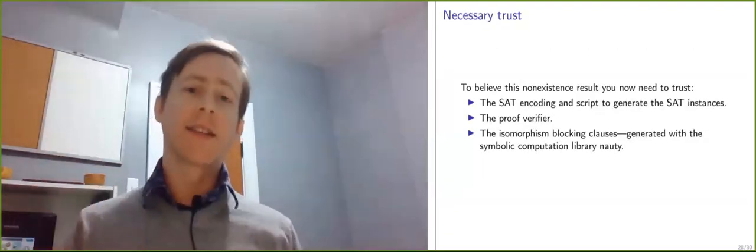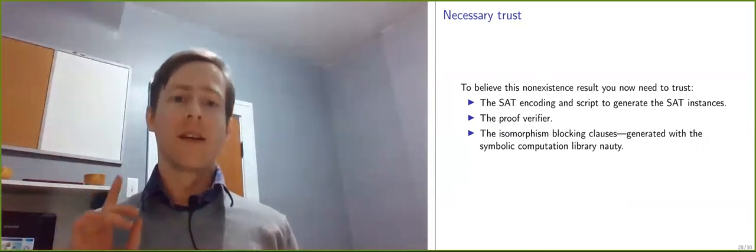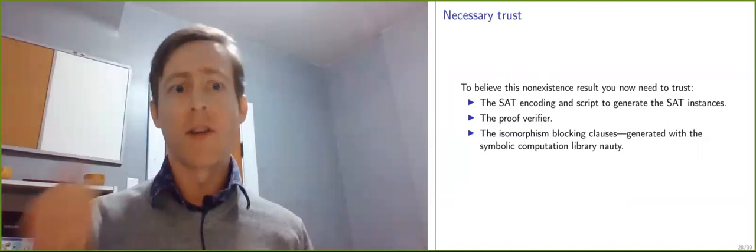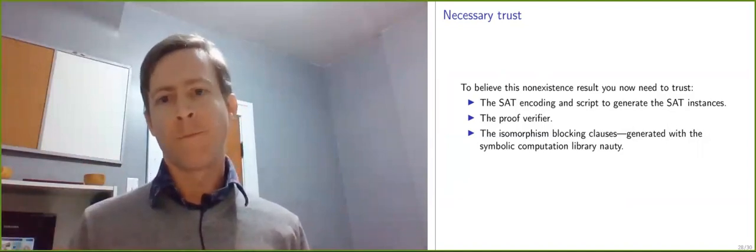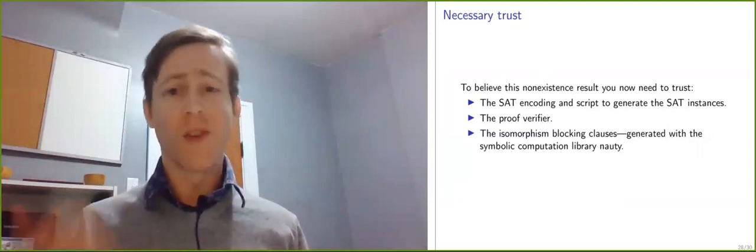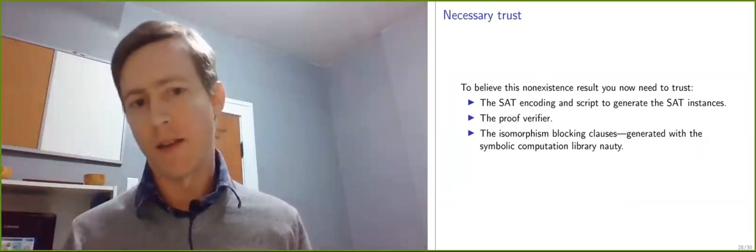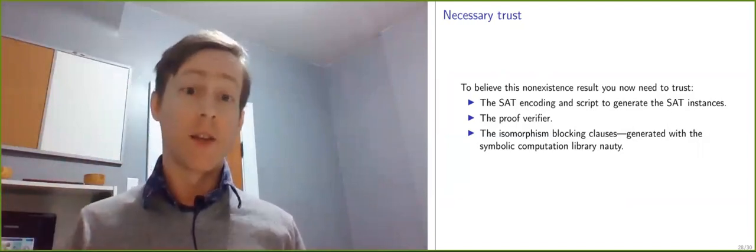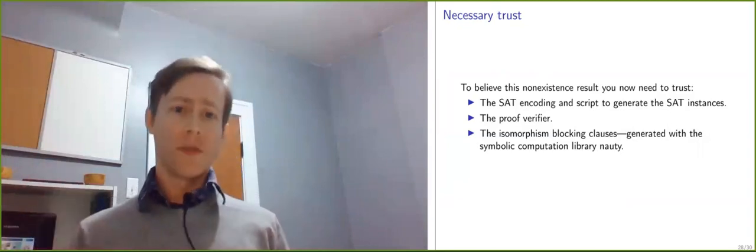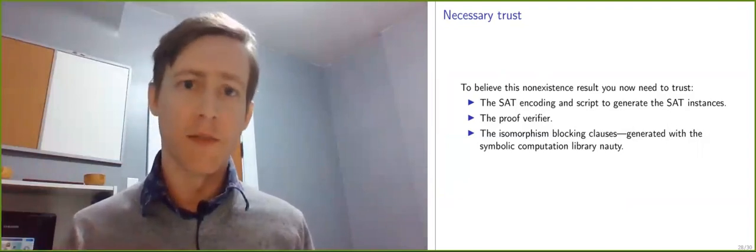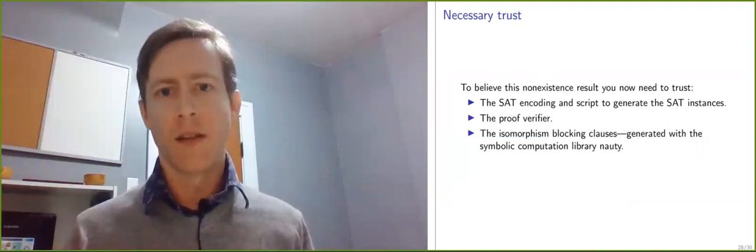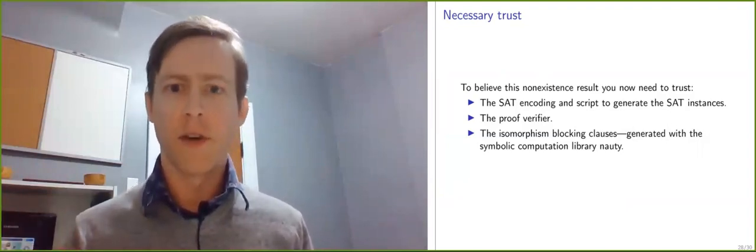So this is not to say this is the end of the line. There are still a couple of necessary places where you have to trust. First of all, you need to trust the SAT encoding, right? It's pretty simple, but you also have to trust the script to generate the SAT encoding. This is relatively easy to write, at least easier than writing, say, search code. You also have to trust the proof verifier. This is pretty standard because these are well-tested pieces of software. They're thought to be pretty rigorous and bug-free.